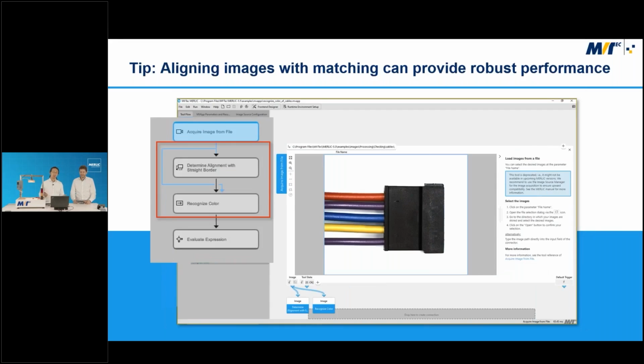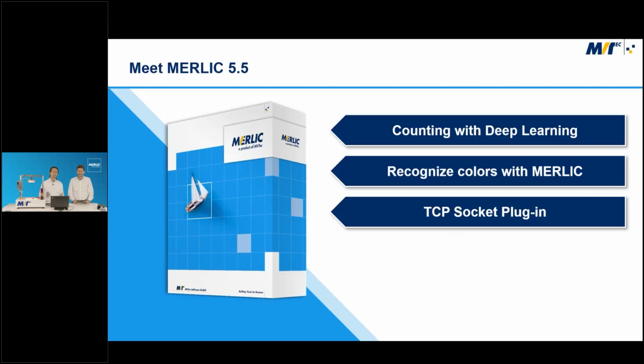So the tip for using color recognition is you can apply your image with the matching tool. And in this way, we can provide a robust performance, because if the position of the cable changes, the matching tool will align the image. So this is the technical insight of the color recognition tool.